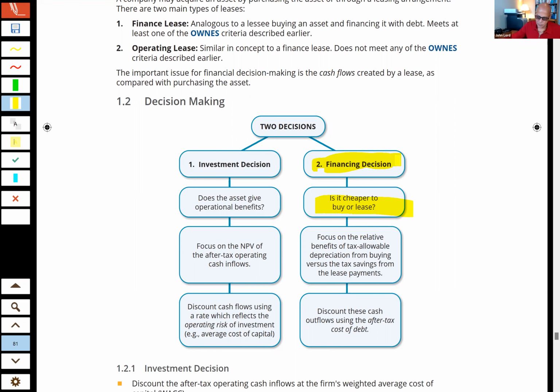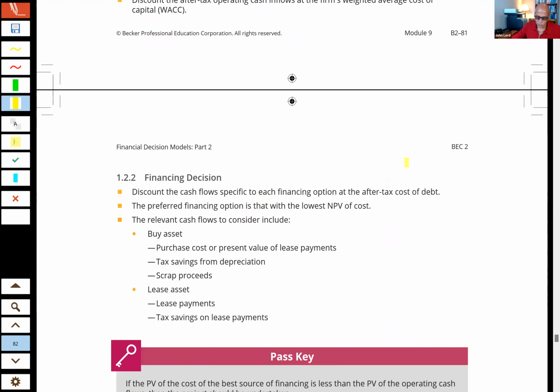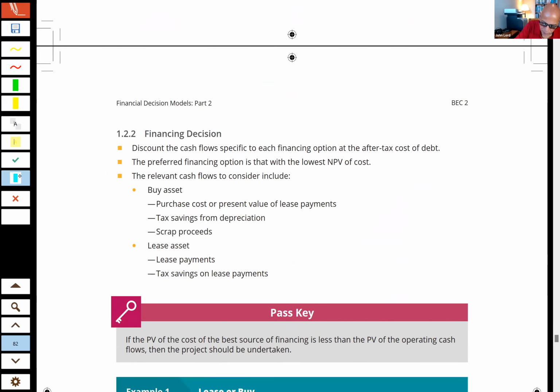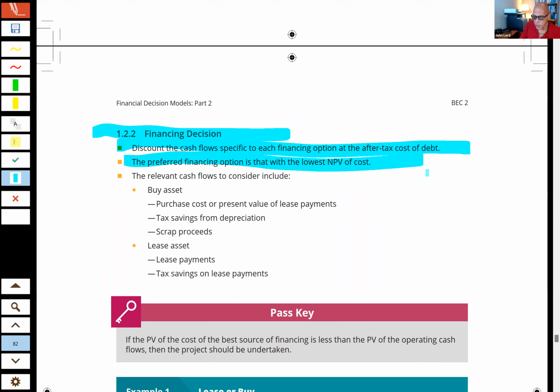So when we look at this financing decision part, that's where I think we're more interested, because we've already understood to only take those with positive net present value. We discount the cash flow specific to each financing option. Okay, and again, we use the after-tax amounts, cost of the debt, either the financing or the leasing. The preferred financing option is the one with the lowest net present value of cost. That's the highest net present value, because we're doing these projects to gain some operating savings or some additional revenue, and relevant cash flows to consider.